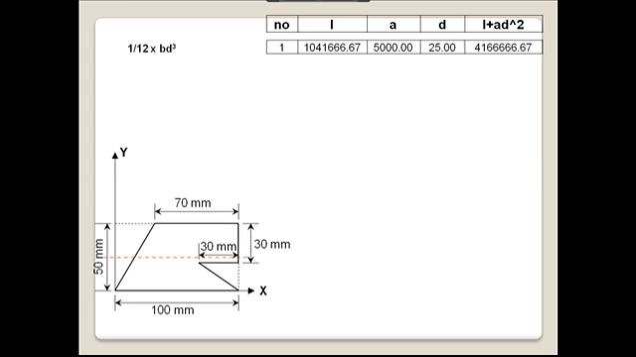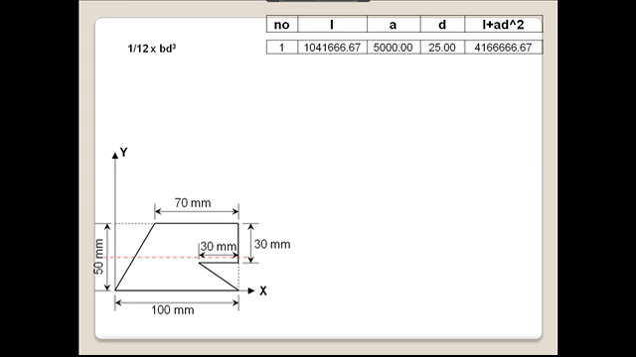If you find 1 by 12 into B which is 100 and D which is 50, so 1 by 12 BD cube, you will get the number 1041666.67, and this value is, by the basic formula, the moment of inertia of this rectangle about this red dotted line. Next column is area, which is the area of this rectangle, 100 into 50, that is 5000.